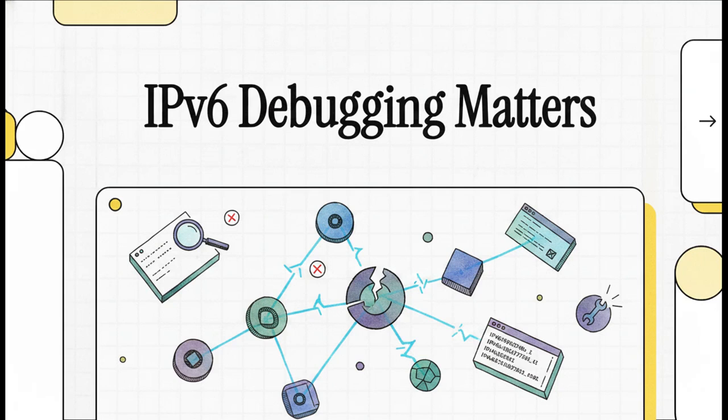Welcome to this explainer. We're jumping right in today to demystify an absolutely essential skill for any modern network engineer or sysadmin: troubleshooting IPv6 networks. We're totally bypassing the theory and focusing strictly on the practical realities, why IPv6 debugging matters today, and exactly how to execute when your systems go down.